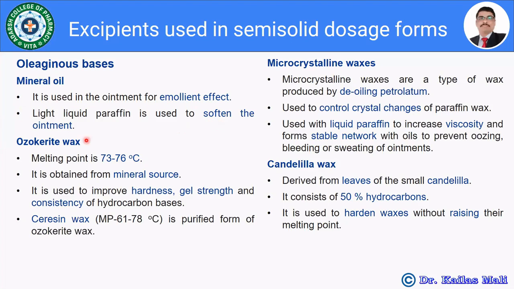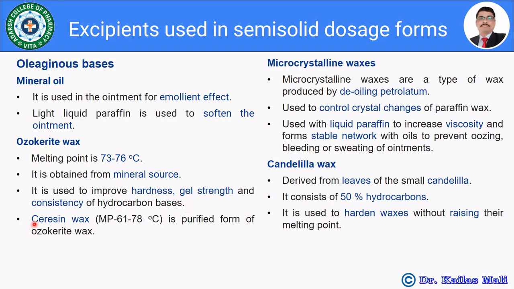Then the next type of wax is known as the ozokerite wax. Ozokerite wax has a melting point of 73 to 76 degrees Celsius. It is obtained from the mineral source. The source is very important. It is used to improve, as it has a high melting point, so it is going to increase the hardness, the gel strength, and the consistency of hydrocarbon bases.